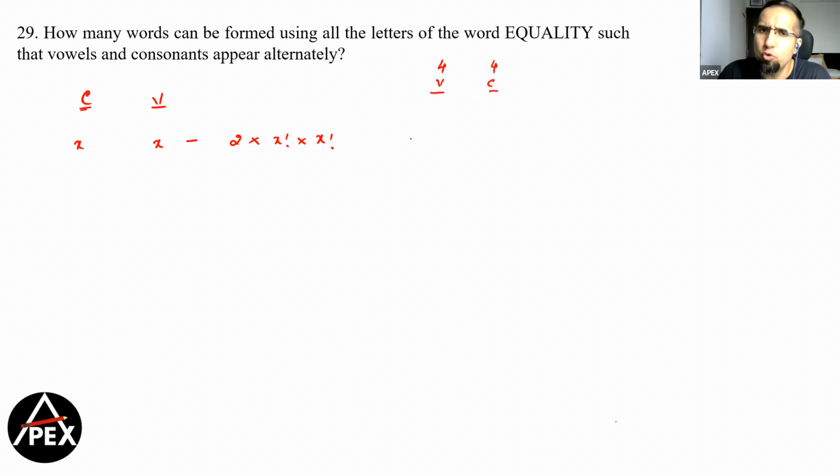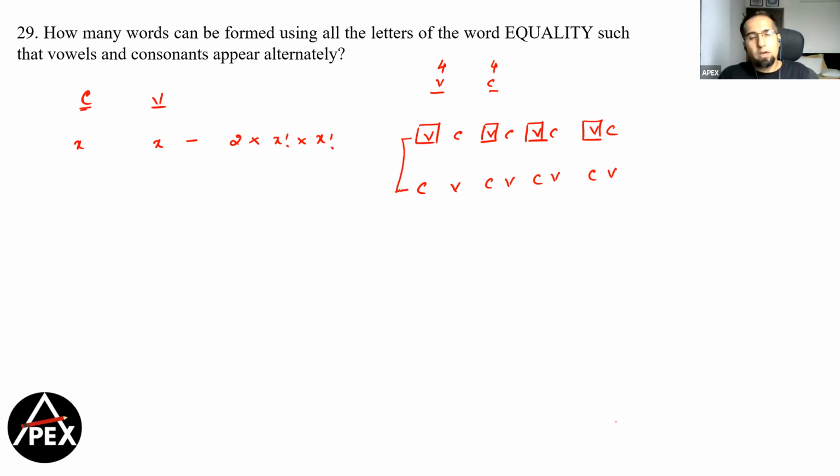Now, why 2 cases? Because I can start arranging a vowel here. So I can go with VC, VC, VC, and VC. So 4 vowels will arrange themselves in 4 places in 4 factorial ways, and 4 consonants will arrange themselves in 4 places in 4 factorial ways. Or the other way around would be CV, CV, CV, and CV. So these are the 2 cases that we look at when we have an equal number of items.